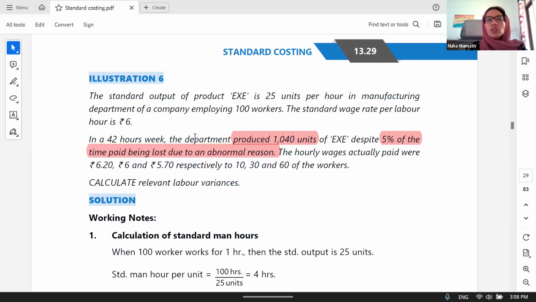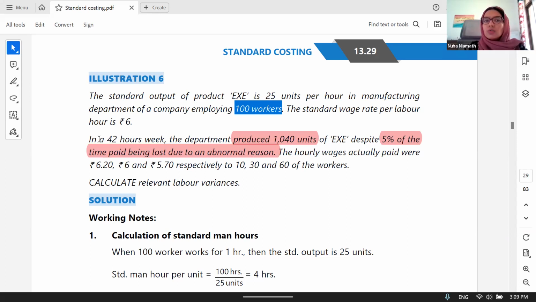Okay. So here we can see that we have the standard output of 25 units and the department is currently using 100 workers. The standard wage rate per labor hour is also given to be 6 rupees. This is the standard labor rate. In a 42 hours week, the department produced 1040 units. So this is our actual output. Despite 5% of the time paid being lost due to an abnormal reason. So this is idle time.